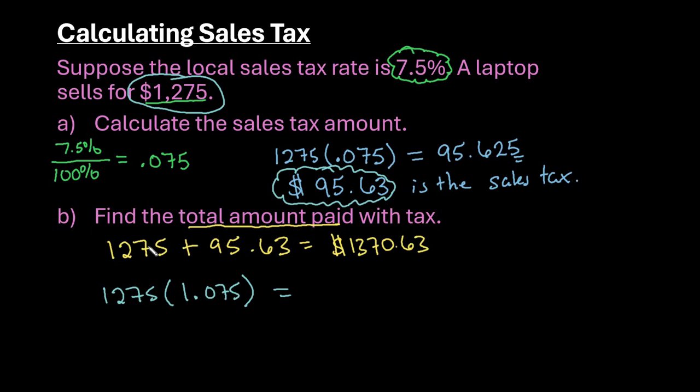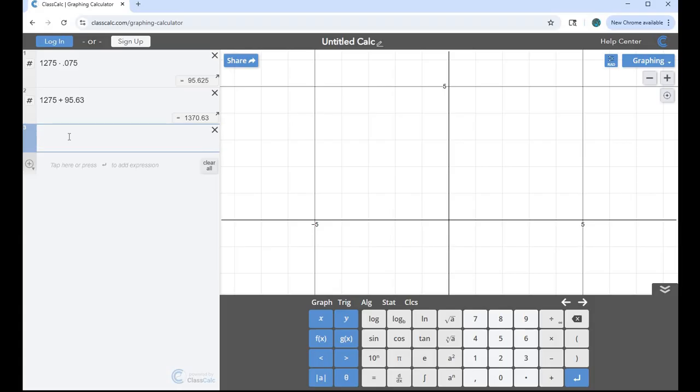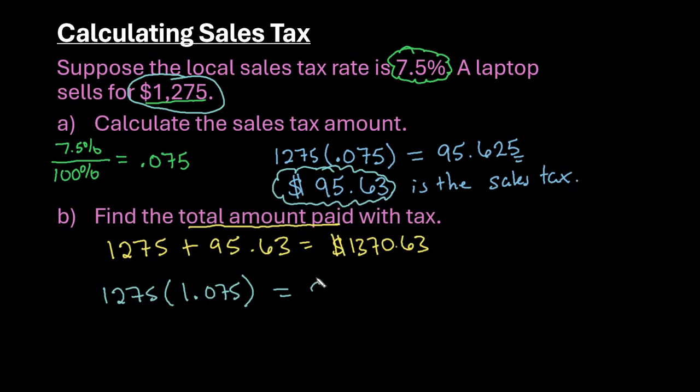So as a decimal, that would be 1.075. So when I plug it into my calculator, notice that if I do 1275 times 1.075, I do still get the 1370.625, and then if I round it, it would be still 63 cents. So I get the same answer. It's just a matter of which one makes more sense to you. So either way, you get $1,370.63 as the total amount paid with tax.